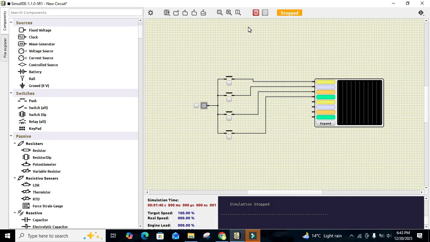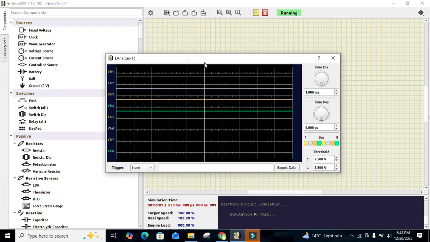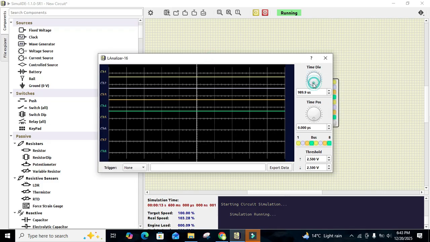Now we need to run our circuit, and now you can see that we have opened our logic analyzer. We need to expand it out, but before doing any sort of observation, we need to increase our time division. It must be in seconds, or it must be greater than 500 milliseconds so that we can observe it properly.